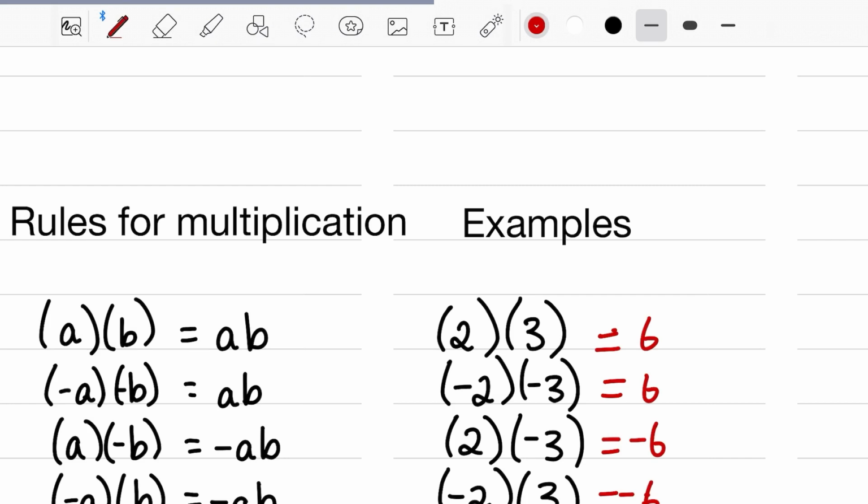Rules for division are essentially the same. Instead of multiplying the numbers, however, you are dividing them. Okay, now these are a little bit different from your rules for addition and subtraction. So try not to confuse them.